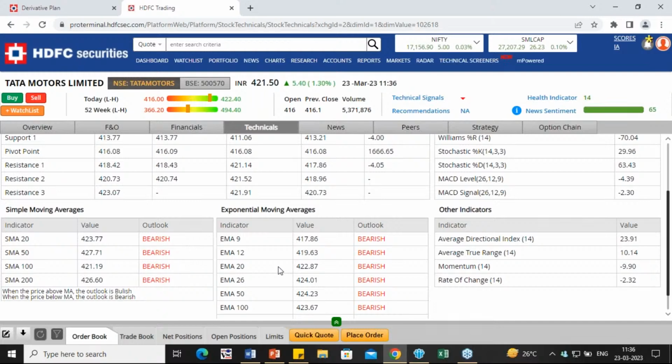We want to see the exponential moving average, other indicators. So all the information we are providing in the technical section, so you don't have to put the chart and plot everything. Basically, we are giving the information to those who are basic in technical analysis, right?